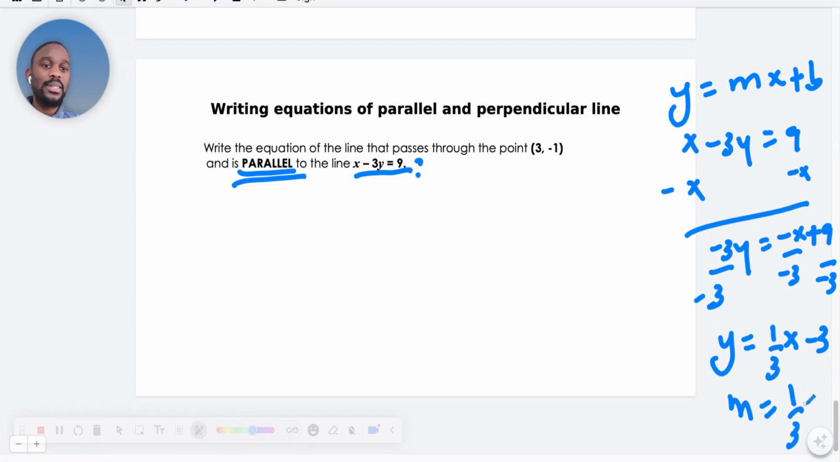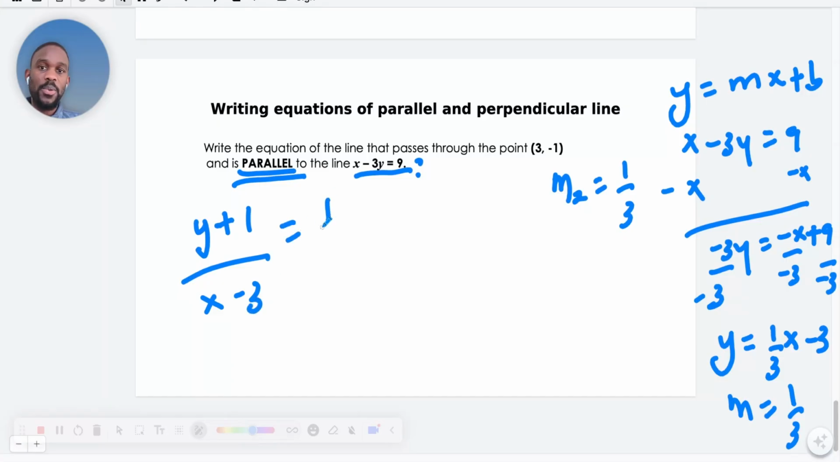And because these two lines are parallel, they will have the same slope. Parallel lines have the same slope. So I will use the same slope. That means my line 2 will also have a slope of 1/3. So I'm going to work out my equation. So (y - 1), which is a positive 1, over (x - 3). This would give me 1/3.